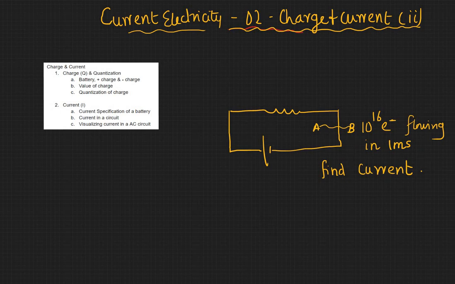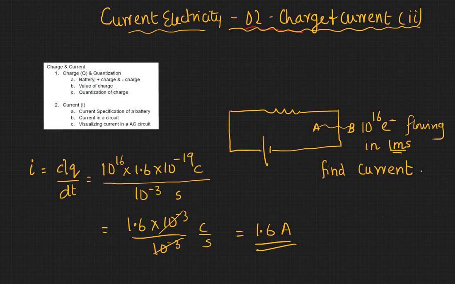If 10 to the power 16 electrons are flowing through the cross section AB in 1 millisecond, find the current in this circuit. Pause the video here and try to solve the problem yourself. If you got your answer as 1.6 amperes, then you're right, and you can refer to the solution on the screen.